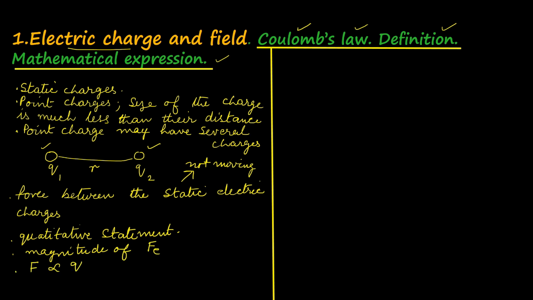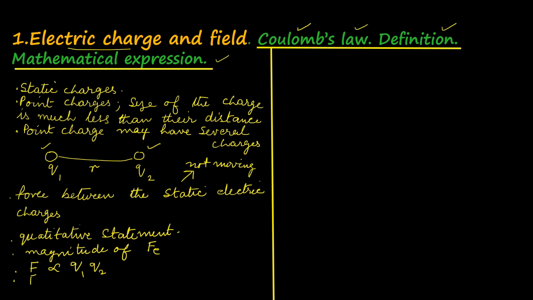According to Coulomb's law, the electrostatic force is directly proportional to the product of the two charges, that is, F is directly proportional to Q1 Q2. How do you find the magnitude of Q1 and Q2? Magnitude of one charge into total number of charges present in Q1. That will be the magnitude of Q1.